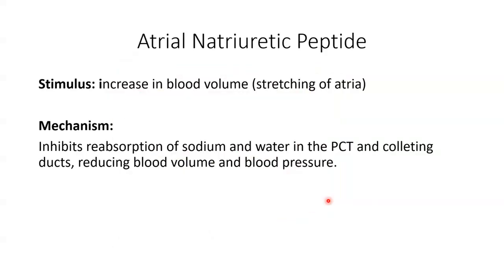We then have atrial natriuretic peptide, which works in the opposite direction to antidiuretic hormone and aldosterone. So the release of ANP from the heart is stimulated by an increase in blood volume, which stretches the atria. ANP works to inhibit the reabsorption of sodium and water in the proximal convoluted tubule and the collecting duct. With less sodium in the blood, there's less water that will follow it. Our blood volume is less, and this reduces our blood pressure. This will stop the stretching of the atria, and that initial stimulus is reduced.